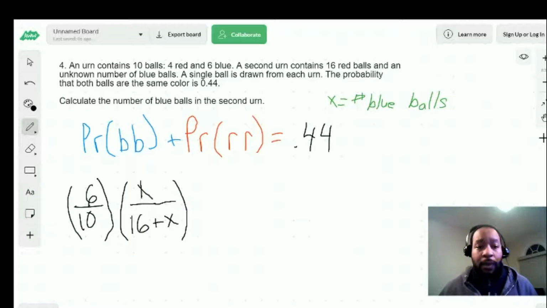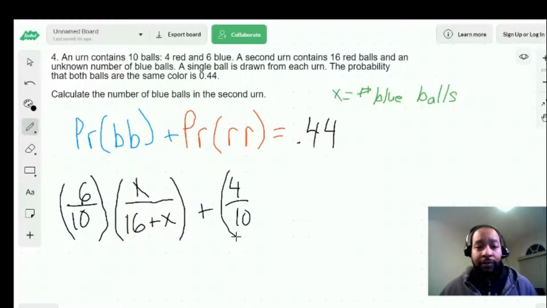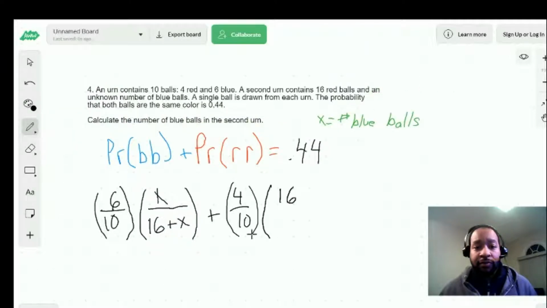Alright? Let's look at the probability of getting 2 reds. Well, for the first one, we have 4 out of 10. The probability of getting that is 4 out of 10. And then for the second one, we have 16 red, and the total number of balls in the next urn is 16 plus X. Alright? And we're told that this is equal to 0.44.